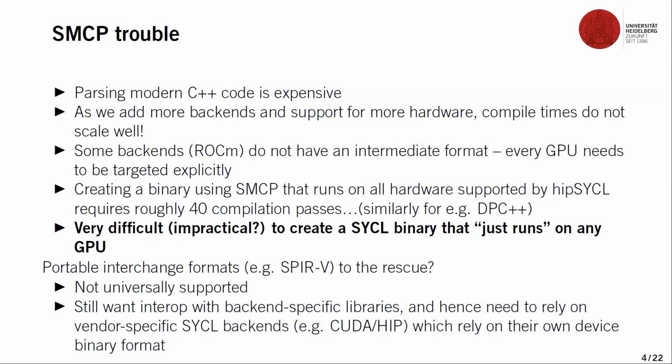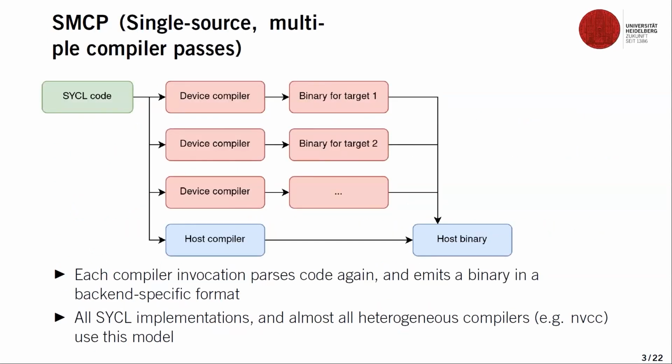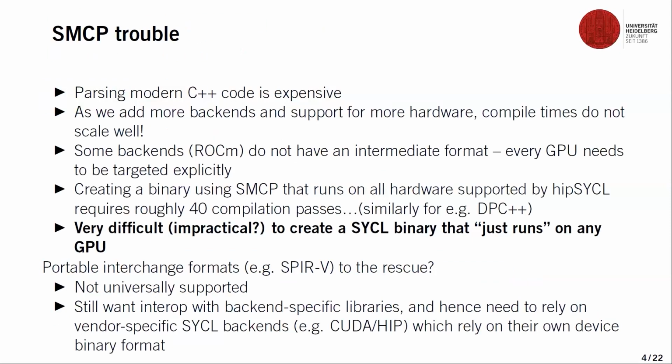So what are some issues with that approach? First and foremost, parsing modern C++ code can be expensive, especially if you have something like our sycl.hpp header, which contains a lot of templates. And as we add more backends and support for more hardware, the compile times do not necessarily scale well, because this could mean that we need to add an additional device compilation pass. If we want to generate SPIR-V, we already need one, then we may want to generate PTX, so we need another one, then we want to add another backend, so we may need another one, and so on and so forth. This doesn't scale well.